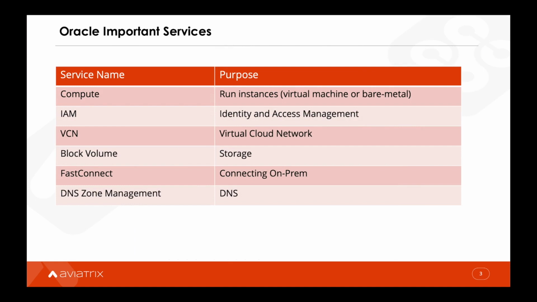What are the important components that you should be familiar with? Their names. First of all, we have compute. This is how you will be referring to the virtual machines that you are running inside Oracle. Then you have IAM to control the privileges and the access management for different resources and users. The important name to remember is VCN, Virtual Cloud Network. This is similar to VPCs and VNets in other clouds. You have block volume, which is the storage service. You have FastConnect. This is the private circuit you will be getting from your on-prem data center to Oracle Cloud. And then you have DNS zone management for DNS services.